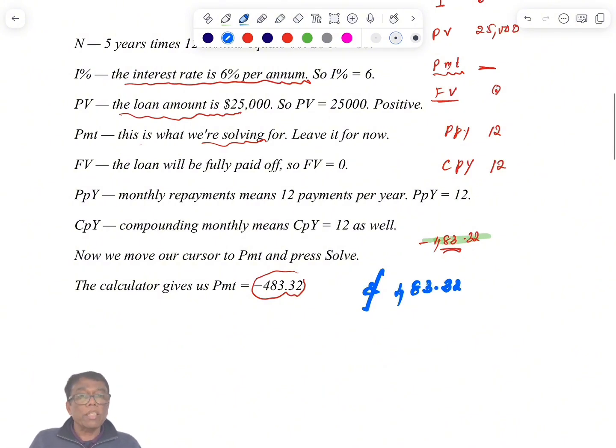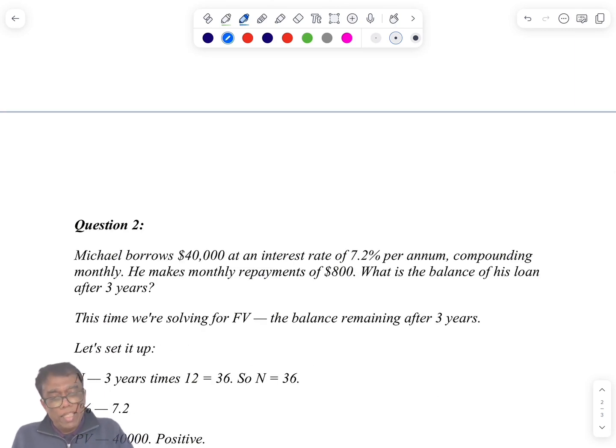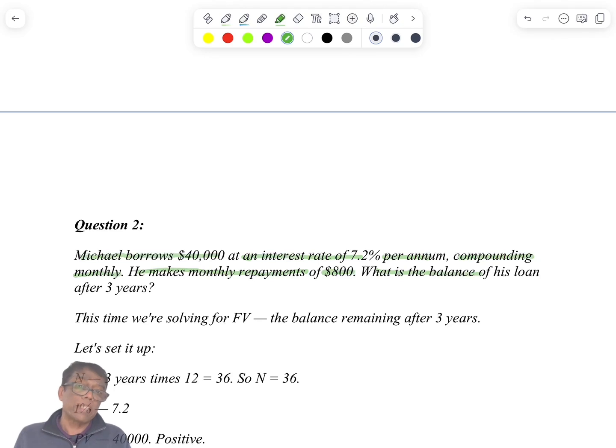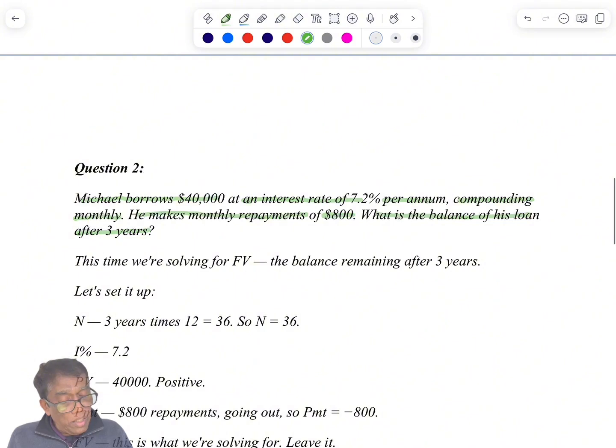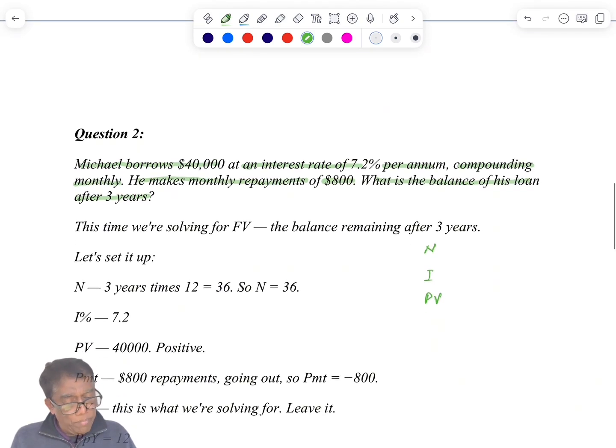Let's try another one. The second question says, Michael borrows $40,000 at an interest rate of 7.2% per annum, compounding monthly. He makes monthly repayments of $800. What is the balance of his loan after 3 years? Now we have to think about N, I, PV, PMT, FV, PPY, CPY.